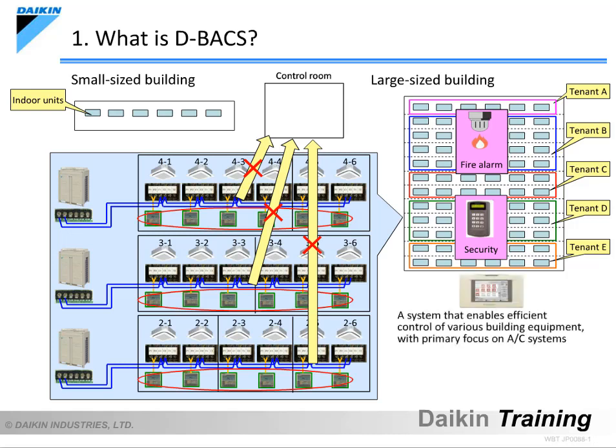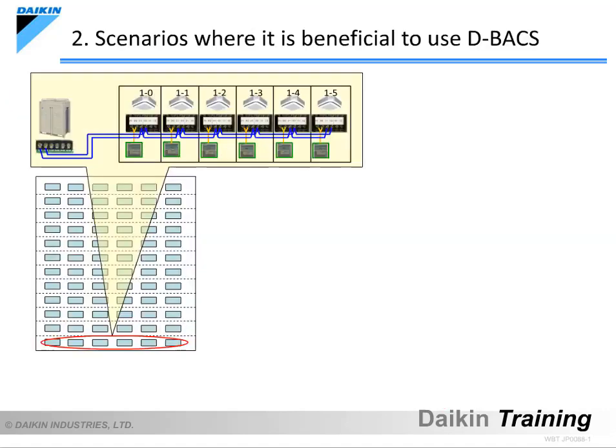In order to address these needs of large-sized buildings, Daikin developed a system called the Daikin Building Air Conditioning Control System, or Dbacks, which allows efficient control of various building equipment with focus on the air conditioning system. Now, let's take a look at the scenarios where it is beneficial to use Dbacks.